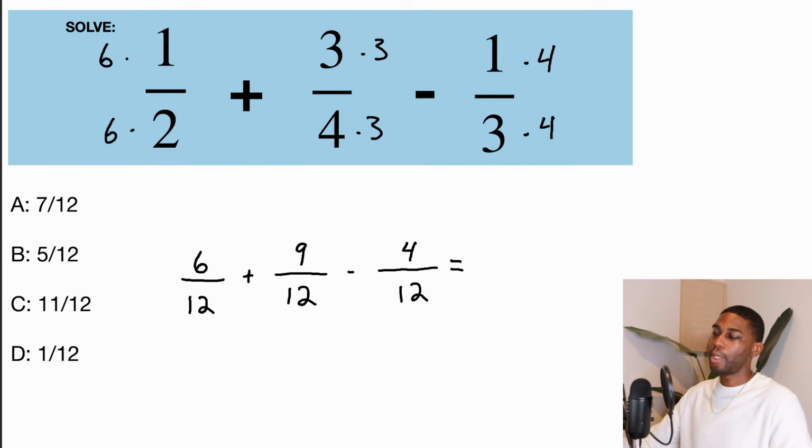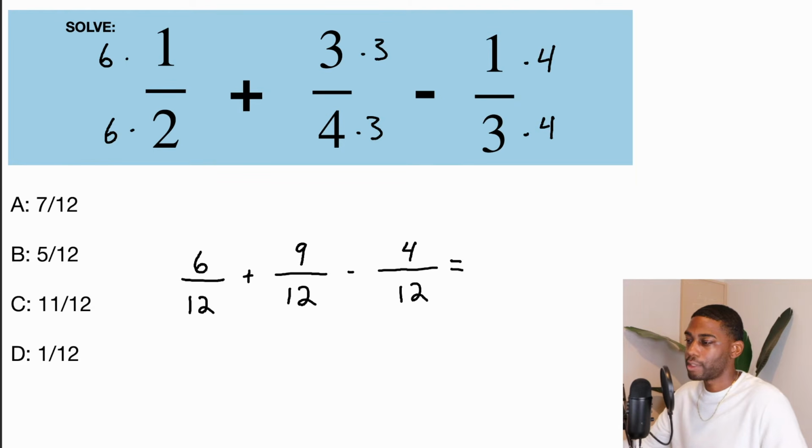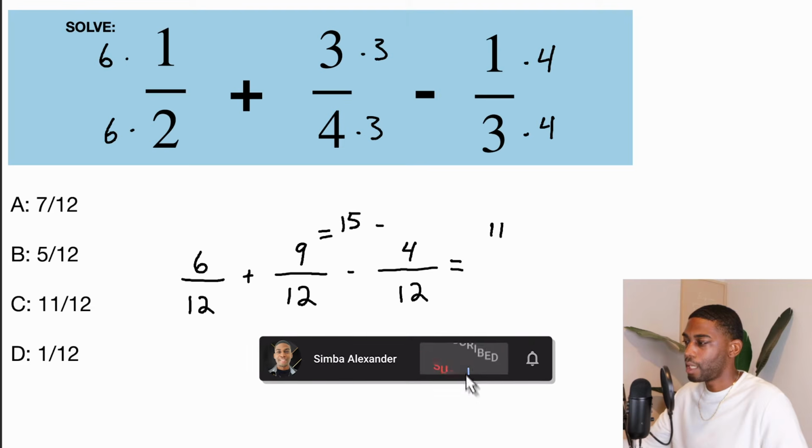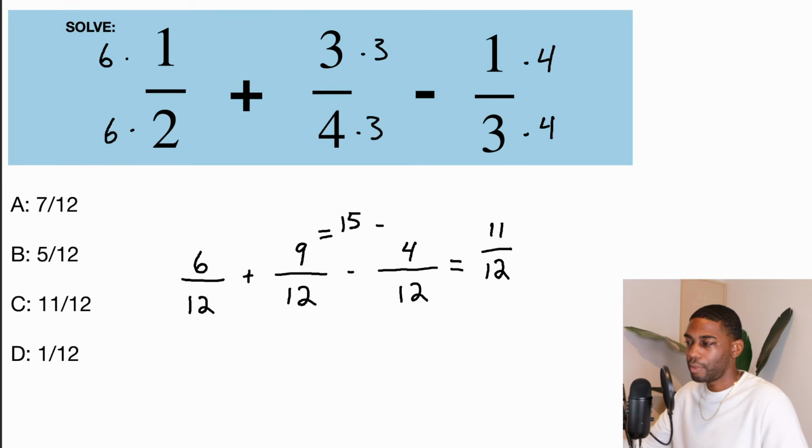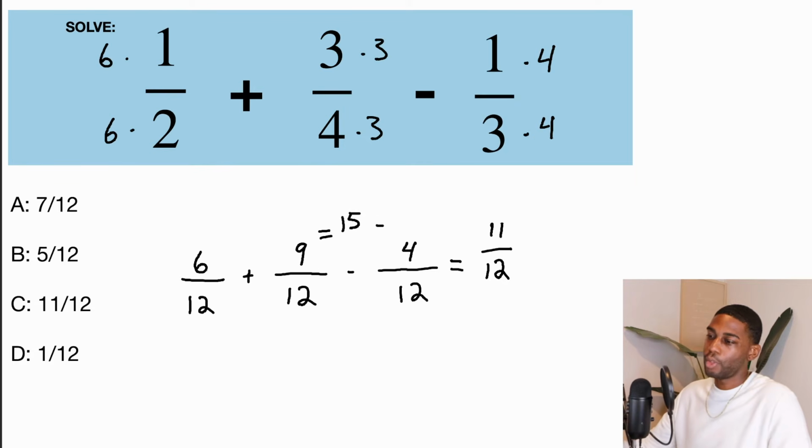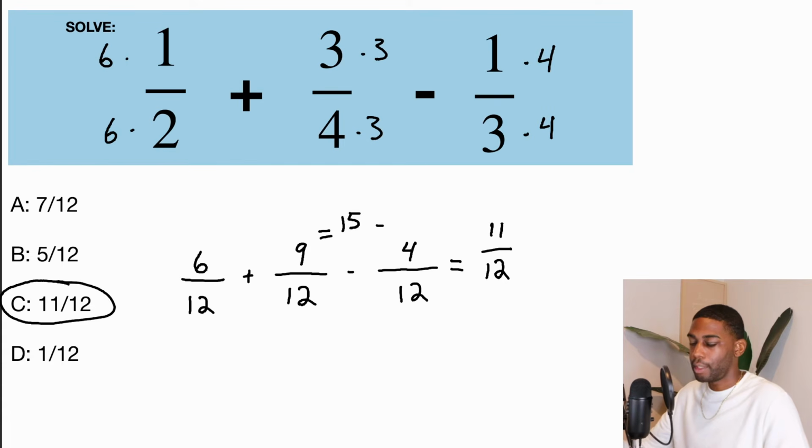And now that we have a common denominator between all three of these, let's go ahead and solve this. 6 plus 9 equals 15. Boom. 15 minus 4 equals 11. And our denominator of 12 stays the same. 11 over 12. Well, first we know that we can't simplify this 11 over 12. We go to our answer key, and C would be the correct answer.